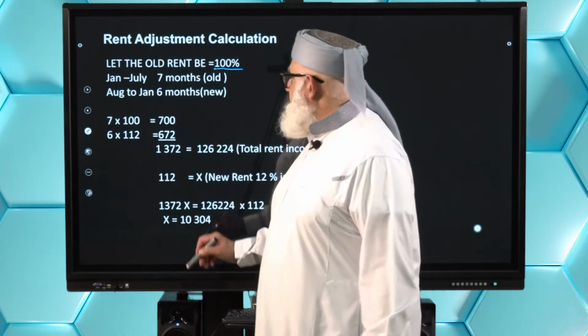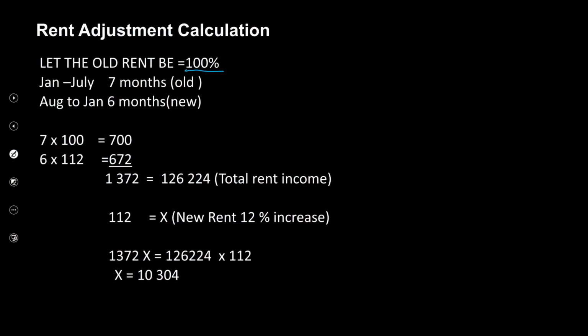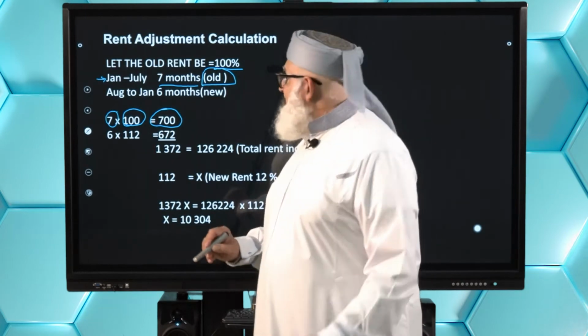Number two, your old rental, that means prior to the increase from January to July, because remember, the rent was increased in August. So from January to July, your rent was old rent, meaning 100% for how many months? 7 months. So watch what you do. You say 7 times 100, which was the percentage, to give you 700. What was that? The old rental. Got that? Okay.